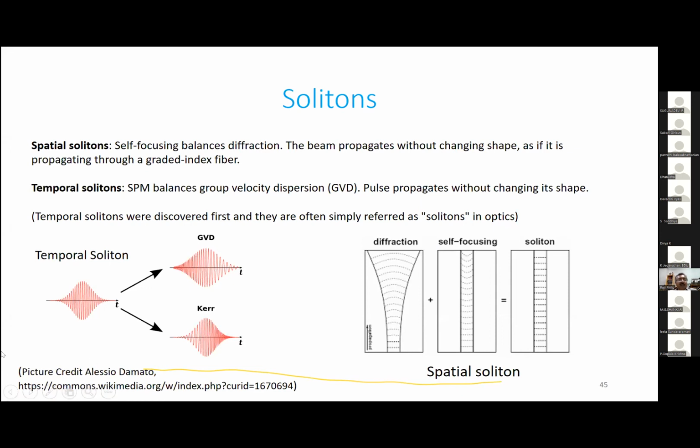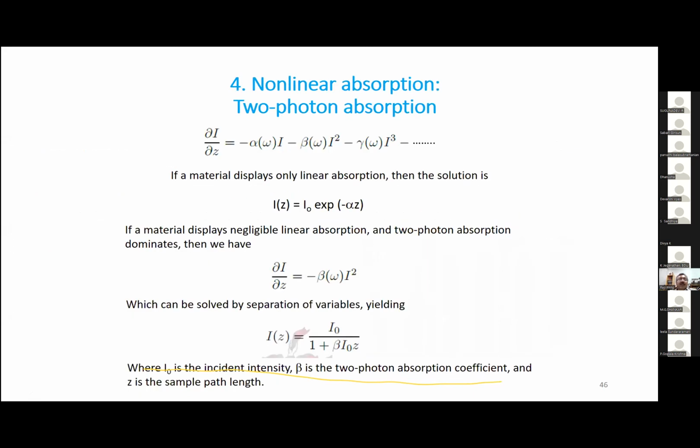So you can have solitons in time, and you can have solitons in space also. For example, the diffraction of a beam can be compensated by self-focusing. When they exactly compensate, you can have a spatial soliton that travels without changing its shape. This is particularly useful in optical fibers. I am not really going into this, because this part will be spoken about in much more detail, I'm sure, by Professor Venugopal Rao and also by Vinita, I believe.